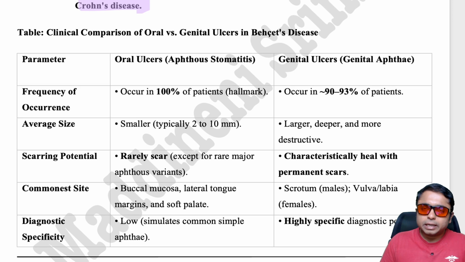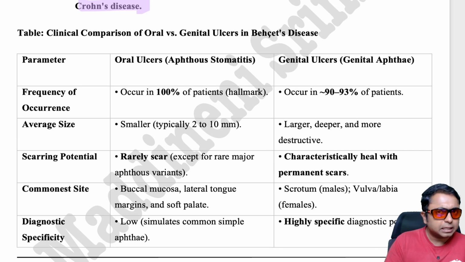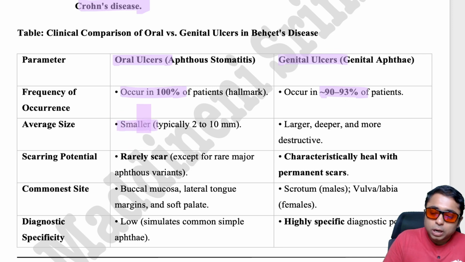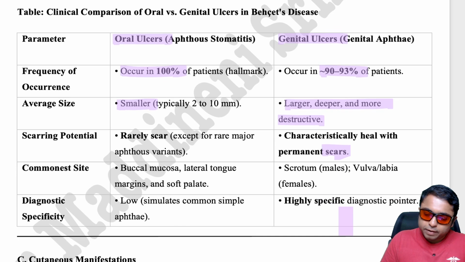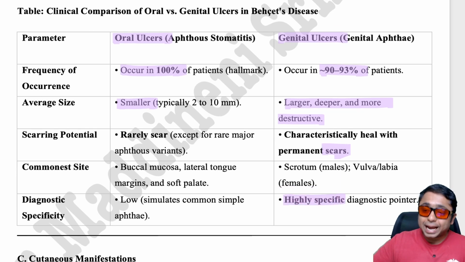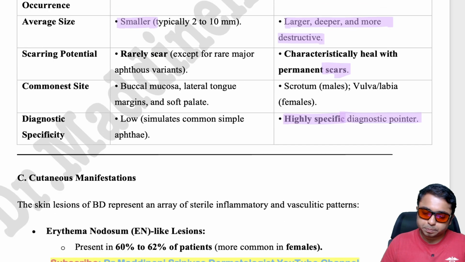Coming to the differences between the oral ulcers and the genital ulcers, we have already seen that. We are just going to summarize it in table form. Oral ulcers 100%, genital ulcers 90 to 93% of the patients. Oral ulcers are smaller, whereas genital ulcers are larger, deeper, more destructive and very painful, and they are going to leave behind very bad scars. That is an important difference, and the genital ulcer is a highly specific diagnostic pointer when compared to the oral ulcers, because oral aphthous ulcers clinically you cannot distinguish from recurrent aphthous stomatitis.